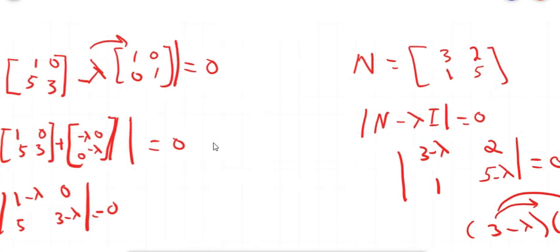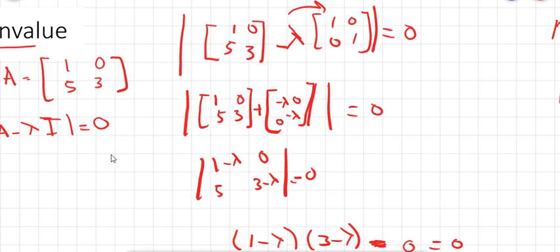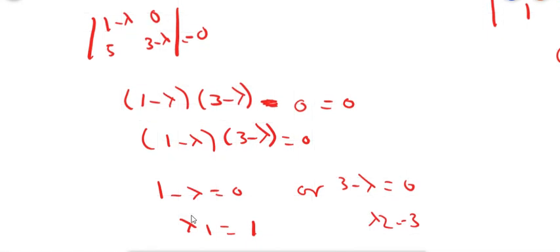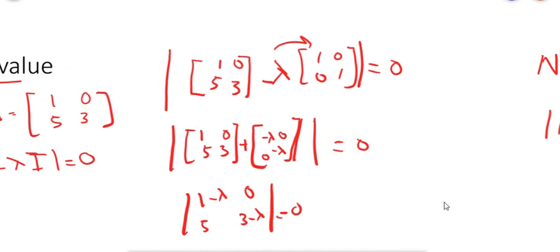Also here, if you want to check whether your answer is correct or wrong, if you add 1 plus 3, it will be equal to 4. And if you add here 1 plus 3, it will also be equal to 4. So our answer is correct. This is the way of finding the eigenvalue.